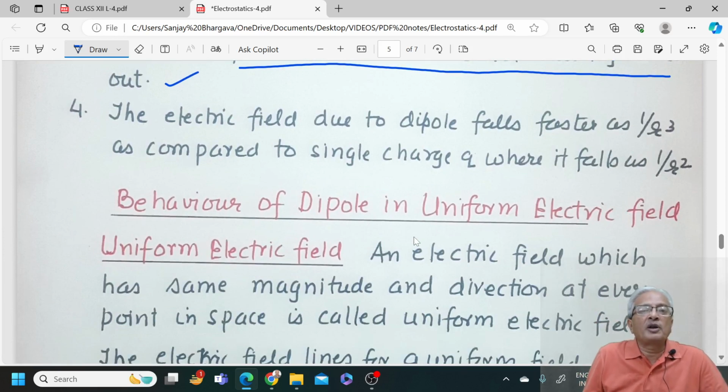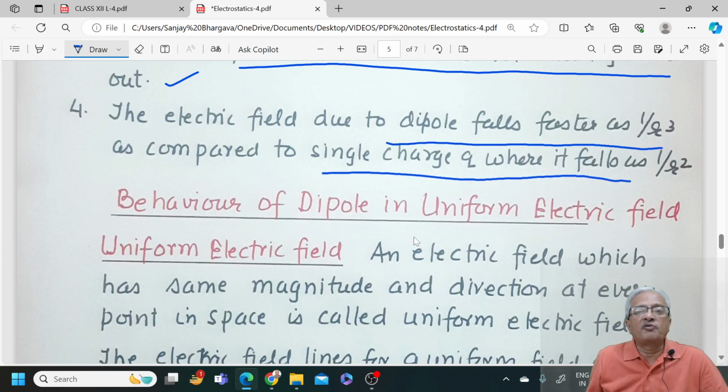A very key point to remember: the electric field due to a dipole falls faster, as 1 upon r cube, as compared to the single charge q, where it falls as 1 upon r square. So in case of a dipole, the electric field falls faster as compared to the single charge, where it falls as 1 upon r square.